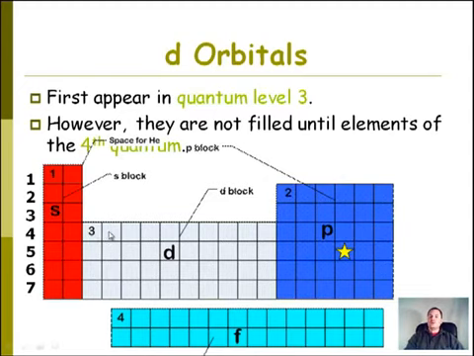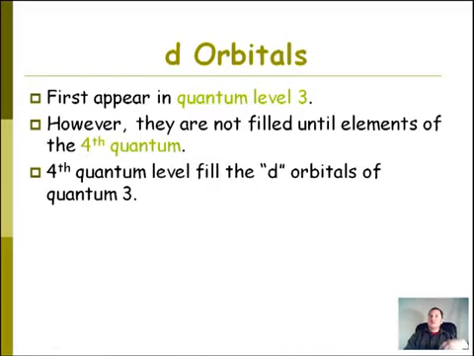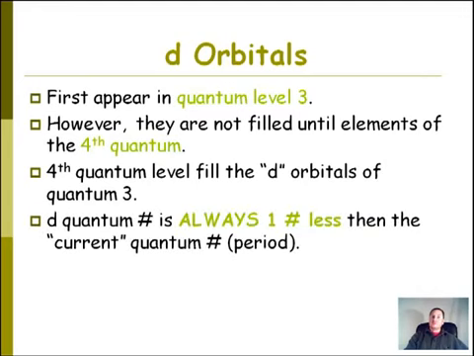When we fill these fourth quantum level blocks here, these electrons are actually going to be occupying the 3d rather than the 4d. So what that means is that the d orbitals are always one behind when we give them the quantum value. Okay, so the fourth quantum level d's actually fill up the 3d quantum level. So the d quantum number is always one number less than the current period number. So instead of saying 4d, we're actually going to say 3d.